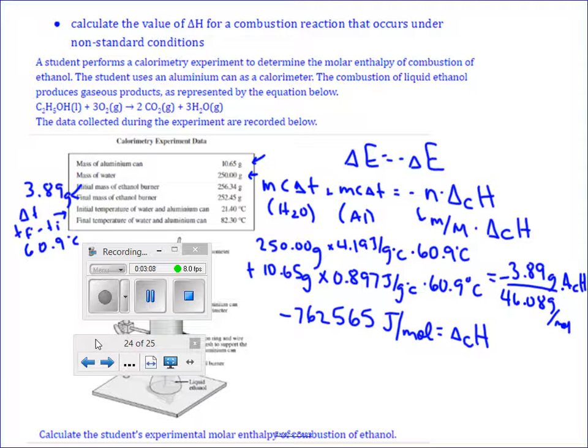So if we continue, we're still trying to calculate the student's experimental molar enthalpy of combustion of ethanol. We have a value that's in joules per mole. The question didn't tell us which unit we should give, but it's fairly probable that you'd be asked for kilojoules per mole, so we'll just go ahead and switch our answer into kilojoules. Now we have the student's experimental molar enthalpy of combustion.